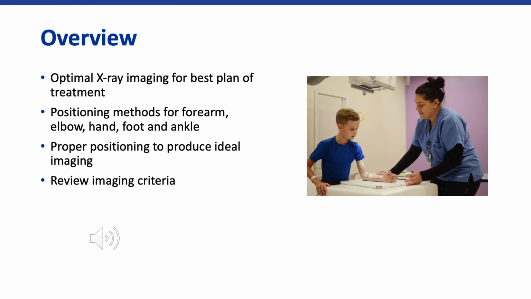So we're going to spend the next few minutes just talking about how to get optimal x-ray images that give you the best plan for treatment of your patients. So we'll discuss positioning methods for the forearm, elbow, hand, foot, and ankle. I'll share with you just a few tips and tricks that we've learned over the years to help get the images you're looking for. And lastly, we'll review some image criteria so you know what to expect when you see your x-rays.